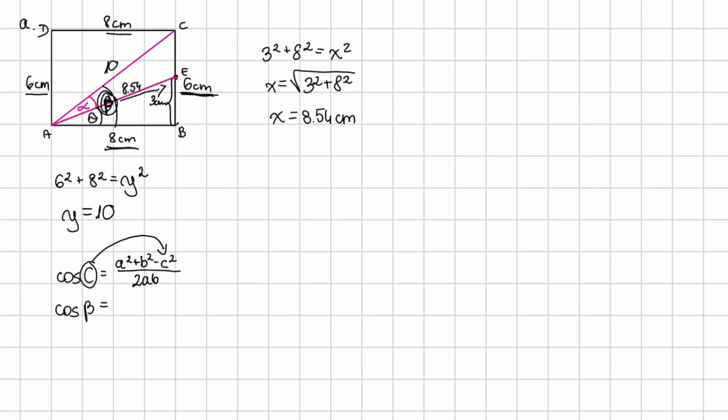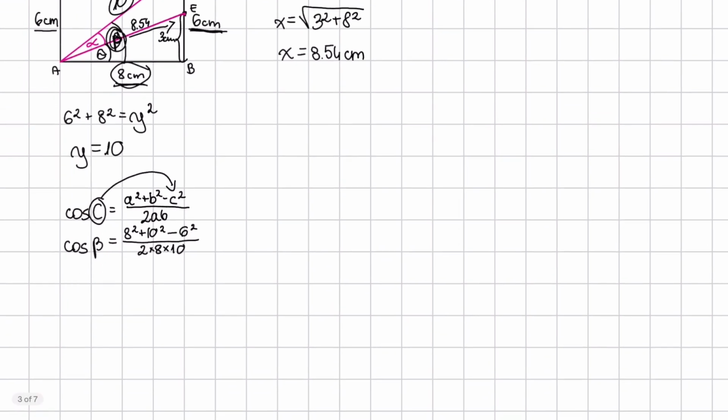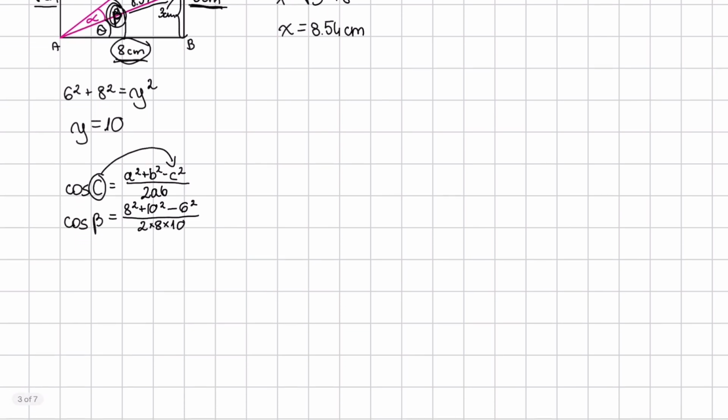So A is 10 or 8, it doesn't matter whether 8 or 10, because we add them up anyway. So we can start with 8 squared plus 10 squared minus opposite, so 6 squared, over 2 times A and times B, so 10. Now we can calculate it in solver, but make sure that you have degrees in setup, not radians. Or we can simply calculate it in run mathematics by doing something like this.